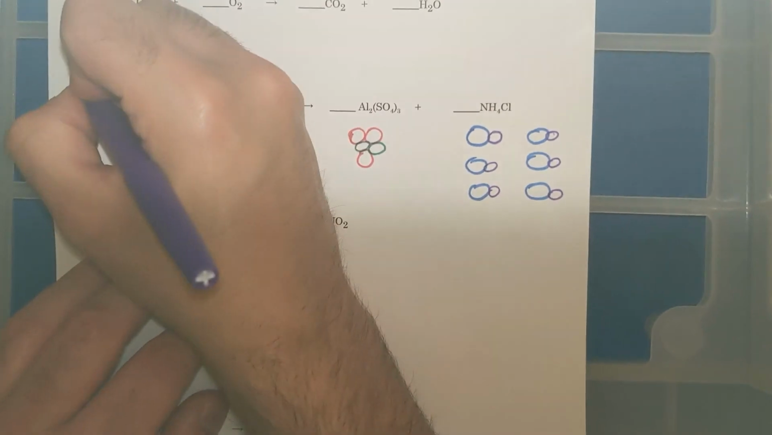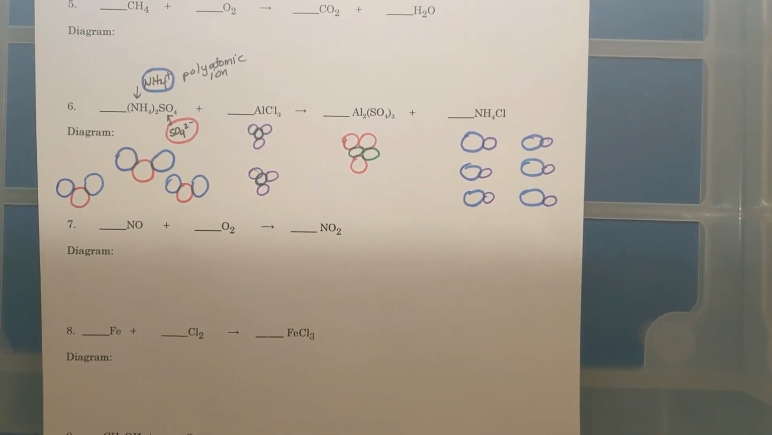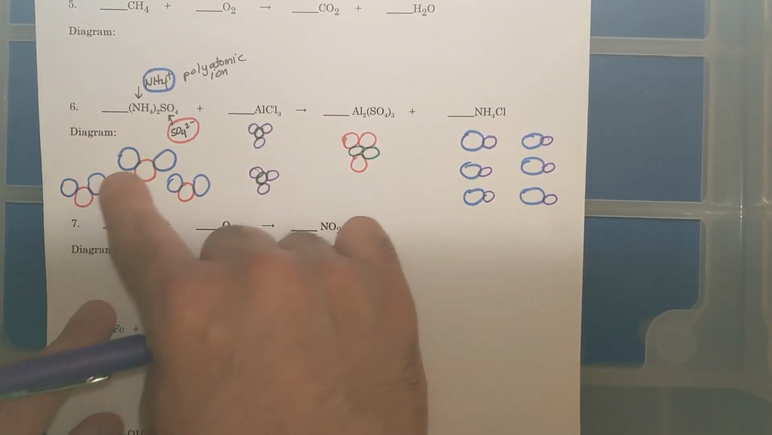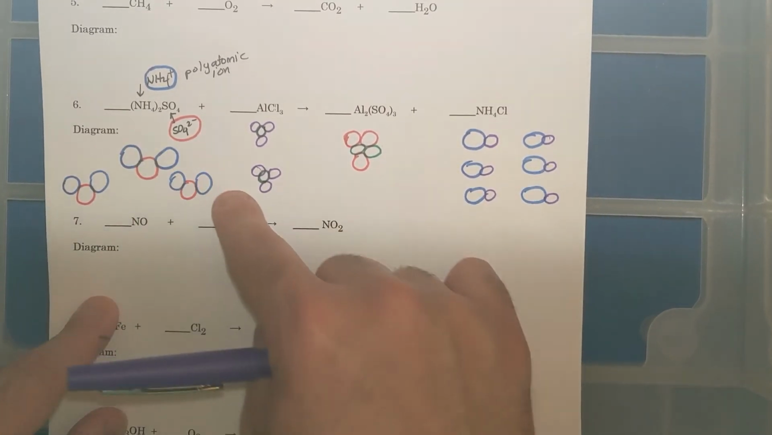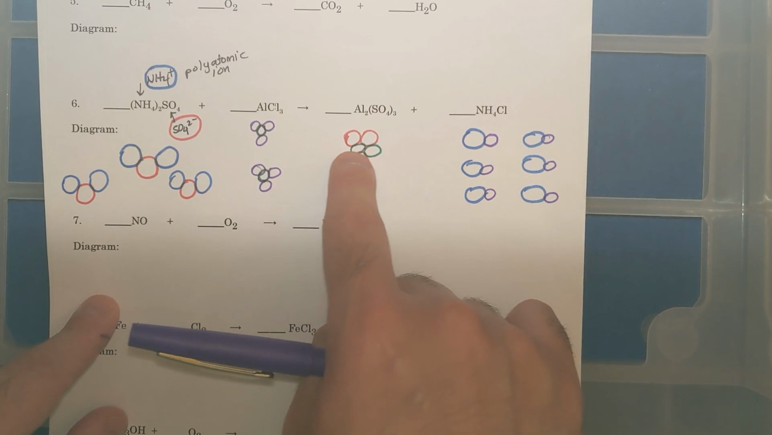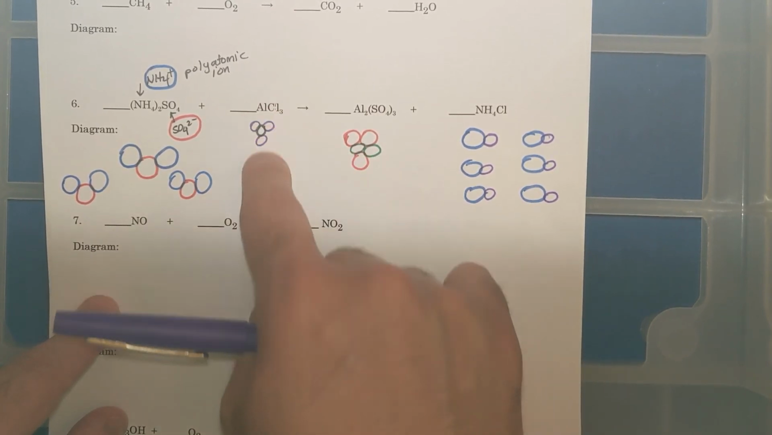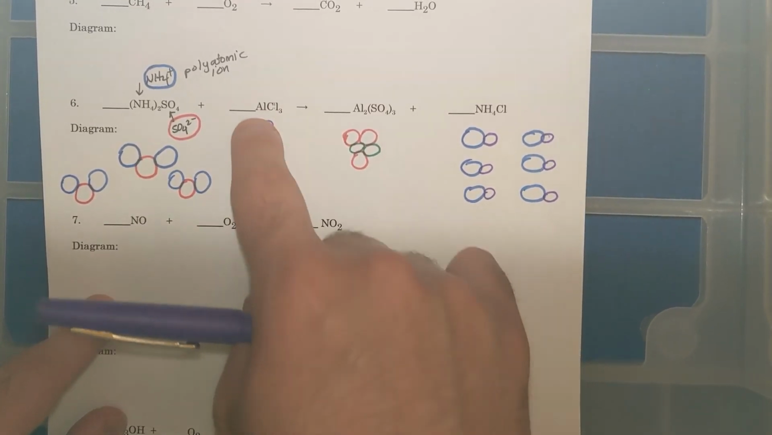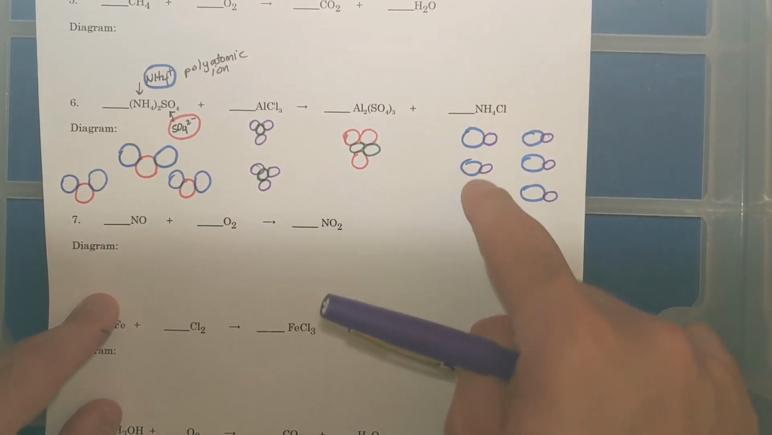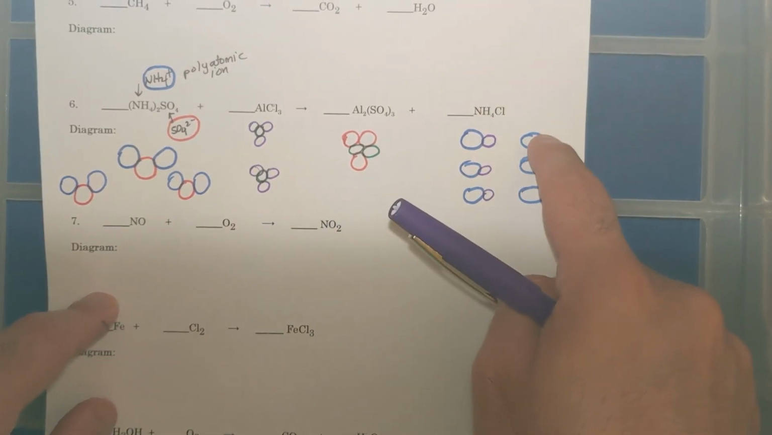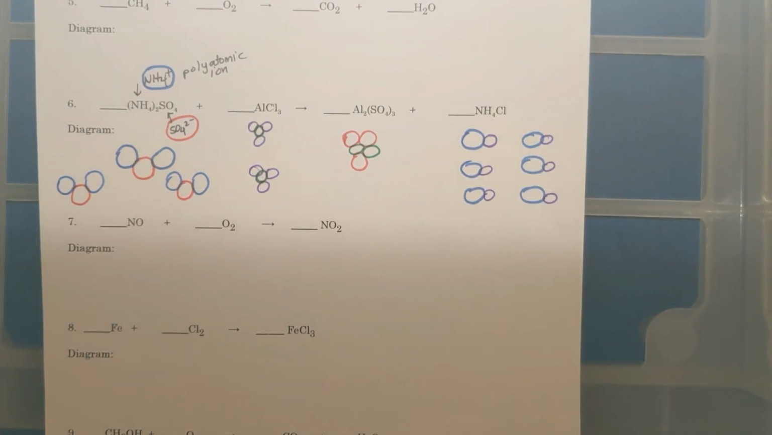This is a tough one. And so now I have 3 sulfates, 6 ammoniums, or 6 of the blues. I have 2 greens, or 2 aluminums. And then I have 1, 2, 3, 4, 5, 6 purples, or 6 chlorines. This is balanced then. Now let me put in my coefficients.